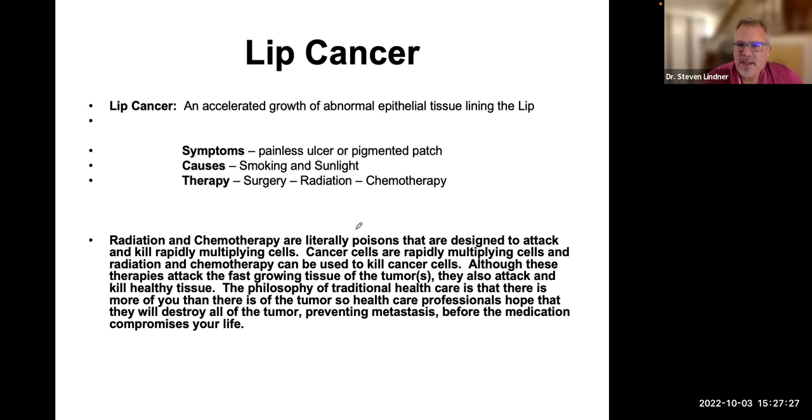These therapies attack the fast-growing tissues of the tumor, but they also attack the healthy tissue and the individual. The whole philosophy of chemo in traditional healthcare is that there's more of the healthy person than the tumor. So healthcare professionals really do hope that the chemo and the radiation destroys the tumor, preventing the spread, the metastasis, before the medication compromises the individual's life. That's the theory to it.